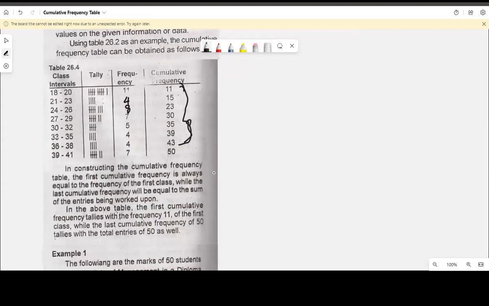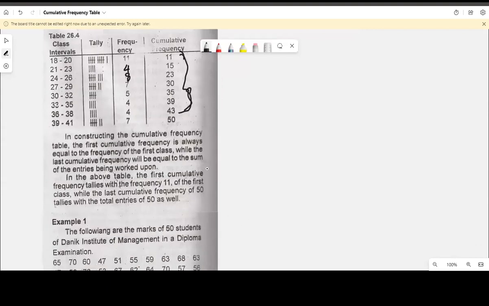In constructing the cumulative frequency table, the first cumulative frequency is always equal to the frequency of the first class because nothing comes before it. It's like saying this very one added to 0. There's no data that comes before it, so it remains constant. So the first cumulative frequency tallies with the frequency, 11 in this case, of the first class. While the last cumulative frequency must agree with the total number of entries.